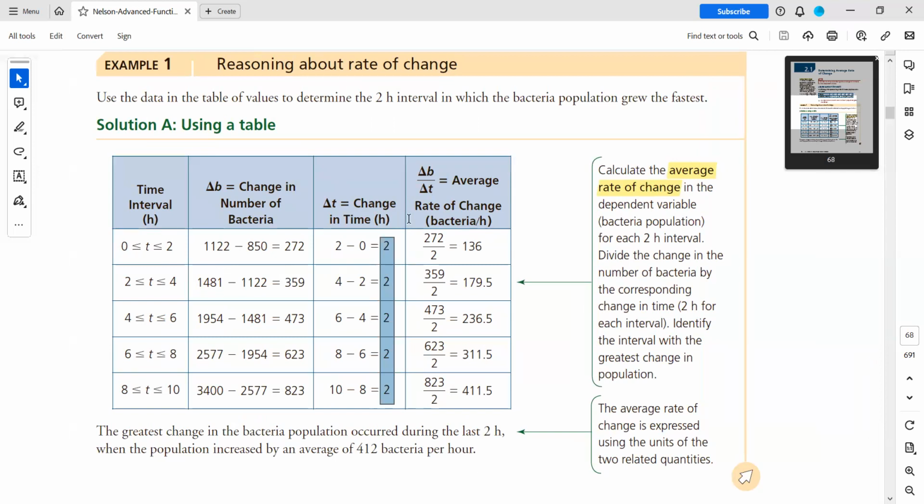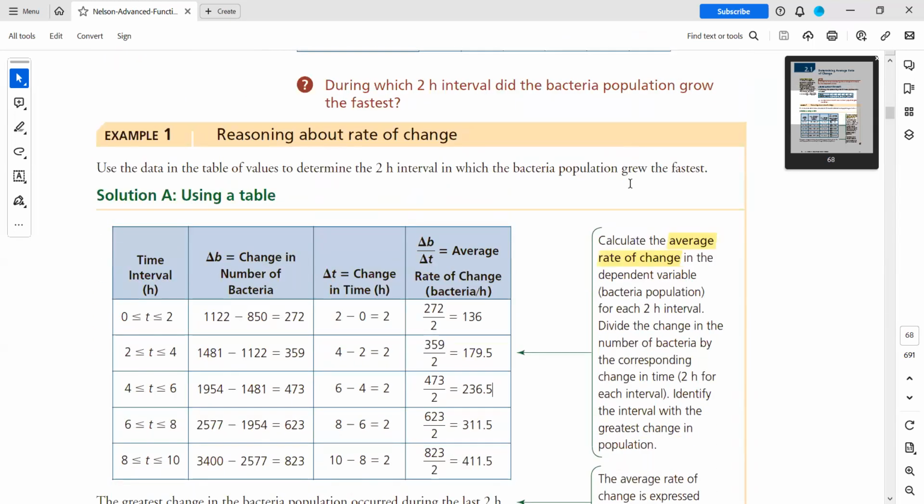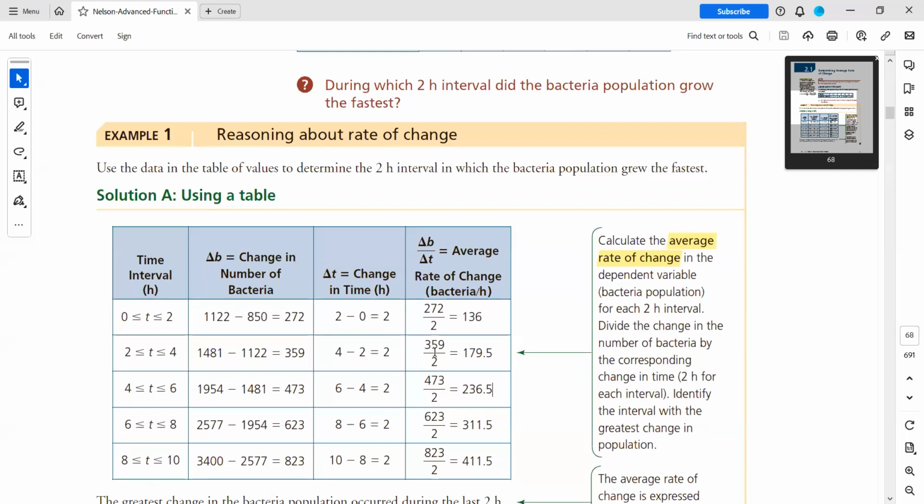So what we're doing here, we calculate the average rate of change in the dependent variable, bacteria population, for each 2-hour interval. Divide the change in the number of bacteria by the corresponding change in time, 2 hours for each interval. Identify the interval with the greatest change in population. It's predictable that the more bacteria there are, the faster the colony grows. And now we prove that. How do we prove that? We say that from 8 to 10 hours, we can observe the greatest increase in numbers of bacteria in the colony.